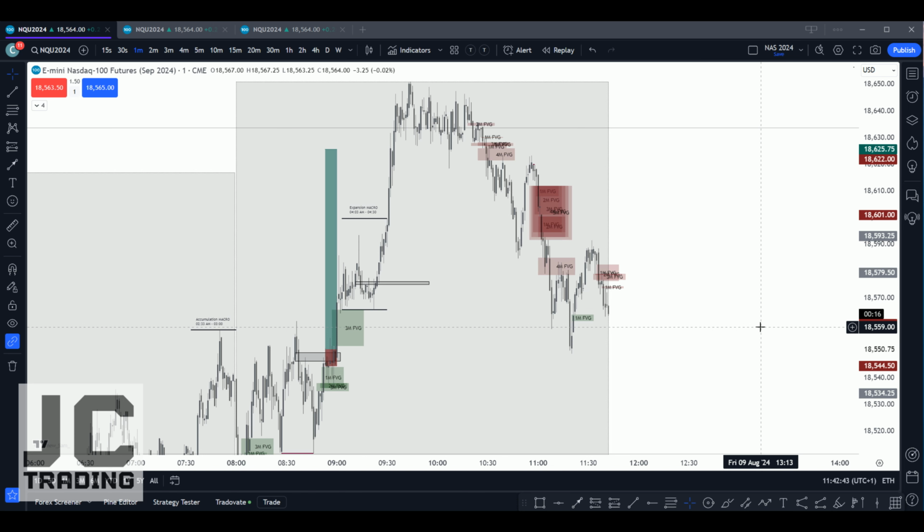Welcome back to chapter 5. Yeah, we're on chapter 5 already. Inverse fair value gap strategy. What is it and how do we trade it?